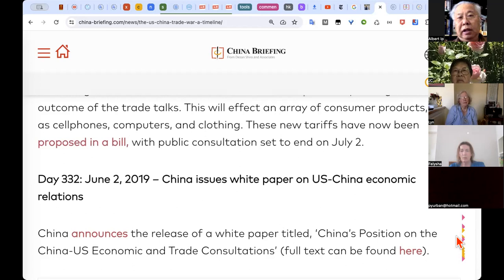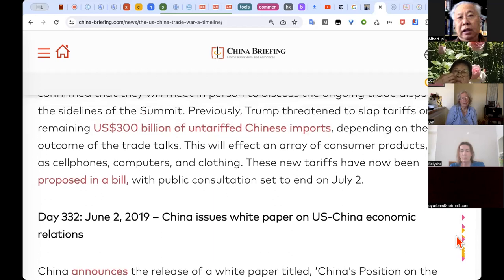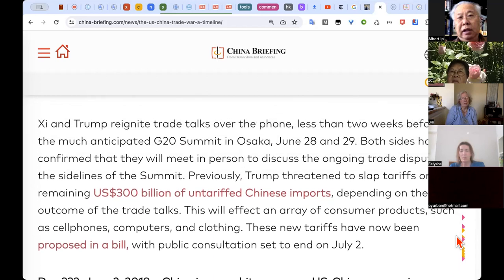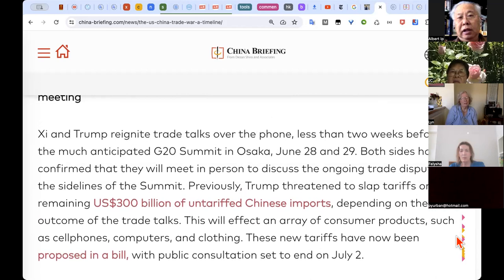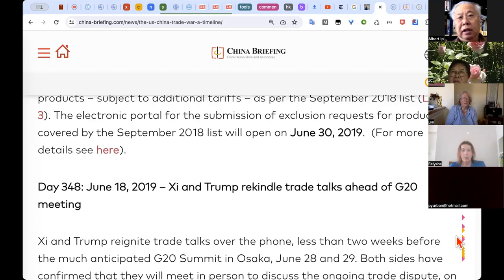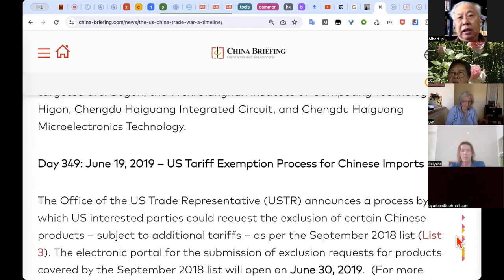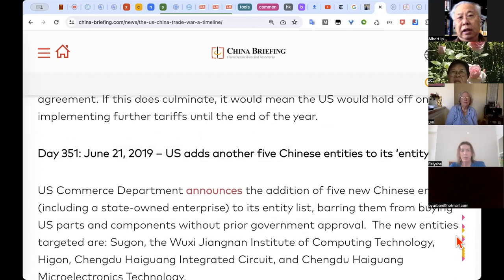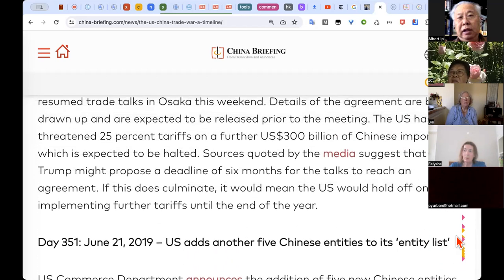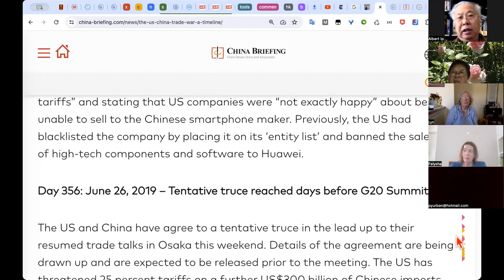Issue paper on US-China economic relationship. These are, again, just for public consumption. What happened is still happening. So they meet again in Osaka during a G20. And then a little bit of exemption, another adding of Chinese entities into its entity list, a tentative truce in order to build a so-called good atmosphere for the G20 summit.